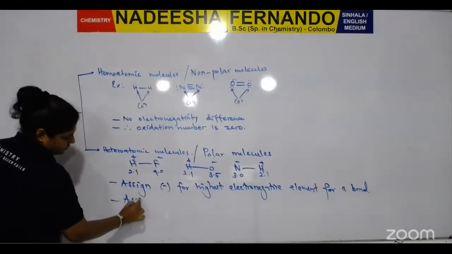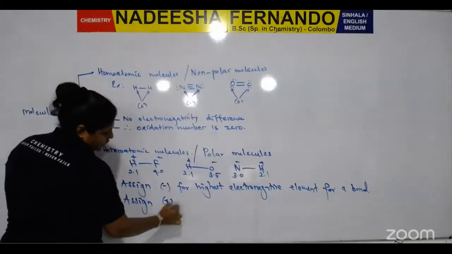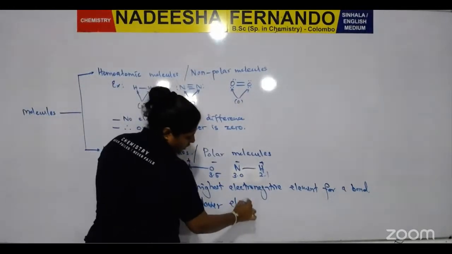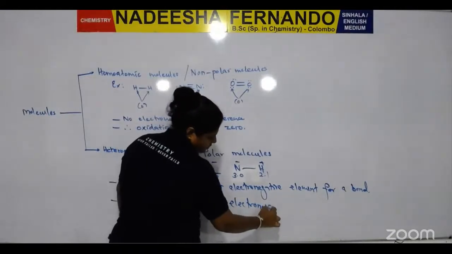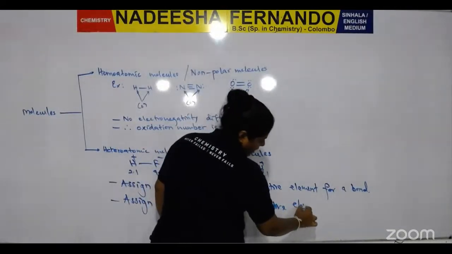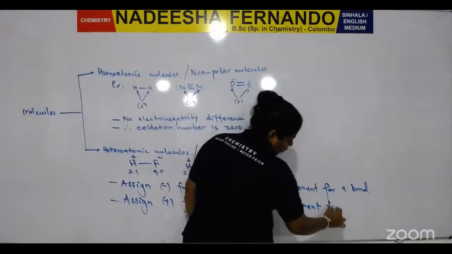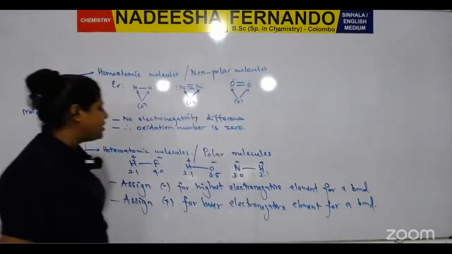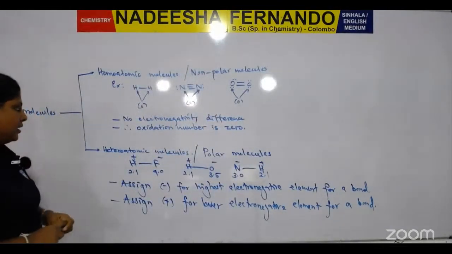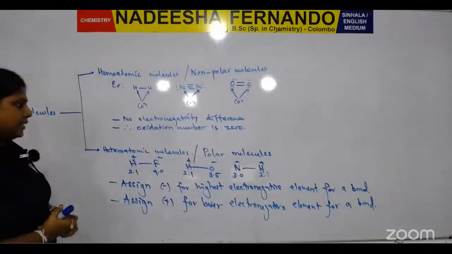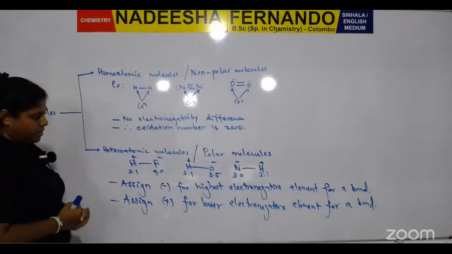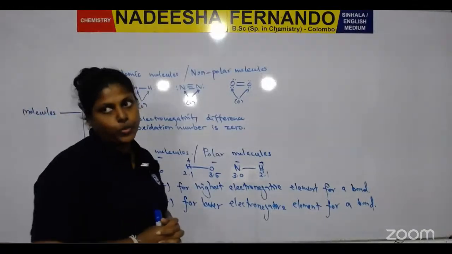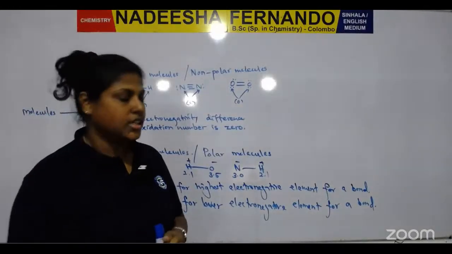Assign plus 4 to the lower electronegative element for a bond. This is the simple rule to apply to get the oxidation number. The sum of the assigned charges we call the oxidation number.